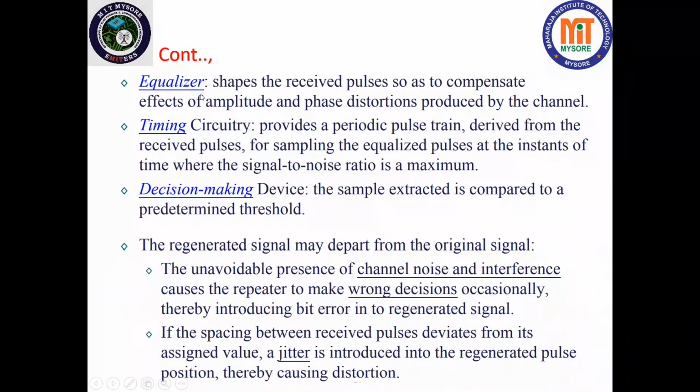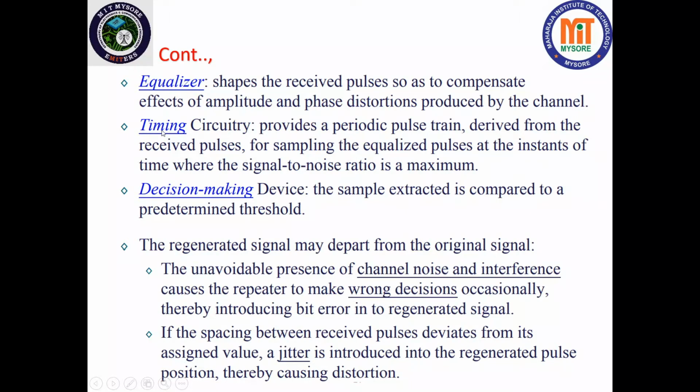The first block is the equalizer. It shapes the received pulses so as to compensate for the effects of amplitude and phase distortions produced by the channel. So it equalizes for both amplitude as well as phase.